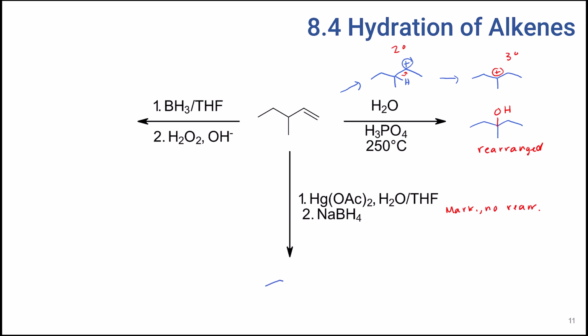So my carbon skeleton will stay the same, and my OH is going to add to the more substituted carbon, which is this one right here. So I get an OH here. Drawing in the hydrogen is optional. And then this BH3 reaction is going to give us an alcohol at the anti-Markovnikov position, and we'll have no rearrangement here either. So it's going to add to the end carbon. The H and the OH add to the same side. You don't need to draw in the hydrogen if you don't want to.